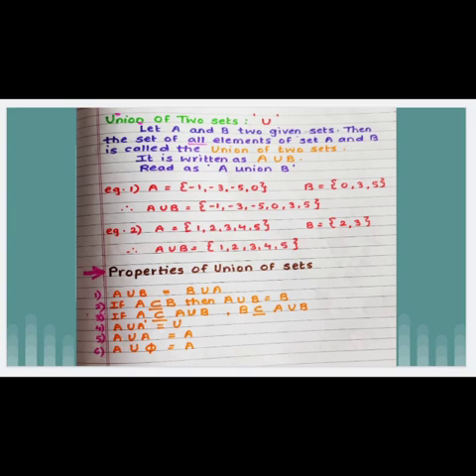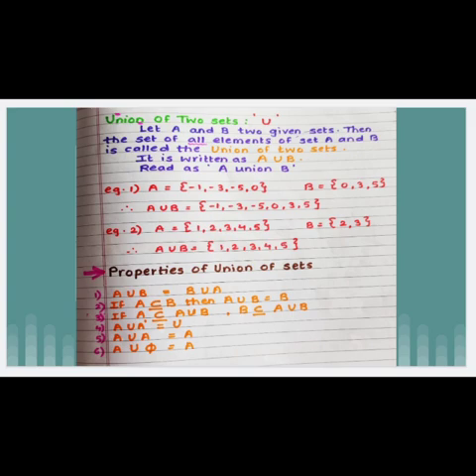See students, example 1. We have two sets A and B. What I said, union means we have to write down all the elements from sets A and B. Hence we get A union B is equal to {-1, -3, -5, 0, 3, 5}. You just have to write down all the elements which are given in both the sets.